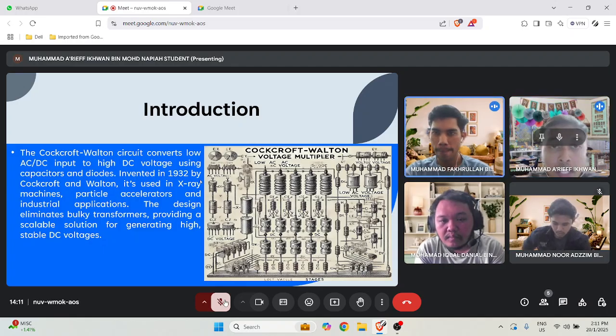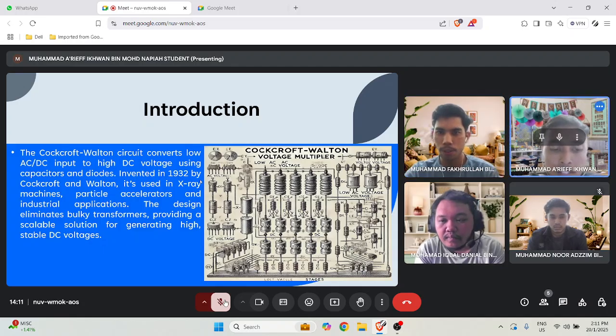One of the key advantages of this design is simplicity and cost efficiency compared to other methods of generating high voltage, such as using a large transformer. The Cockcroft-Walton circuit is more compact and economical. This makes it an ideal choice for applications that require high DC voltage but need to minimize cost and size.